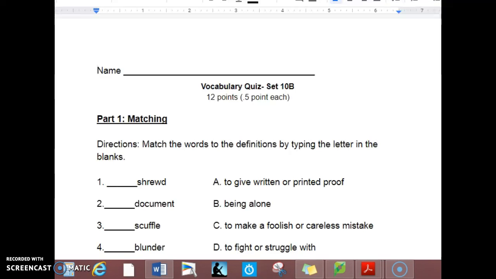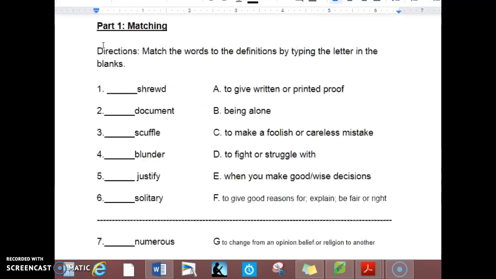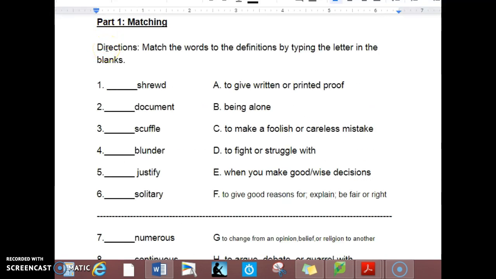Vocabulary quiz, set 10. As you are watching or listening to this video, make sure that you are pausing it to answer each question. Part 1 is matching. Directions: match the word to the definitions by writing the letter in the blanks.